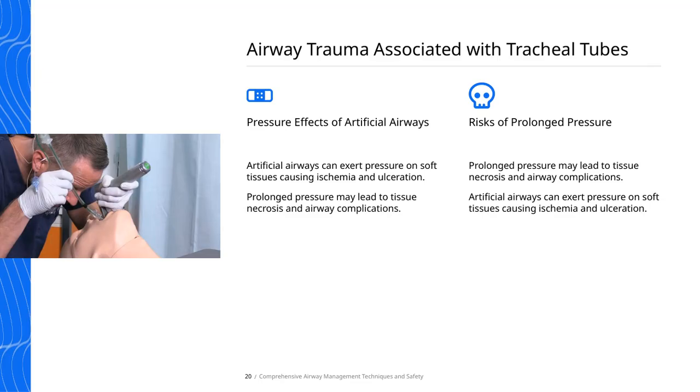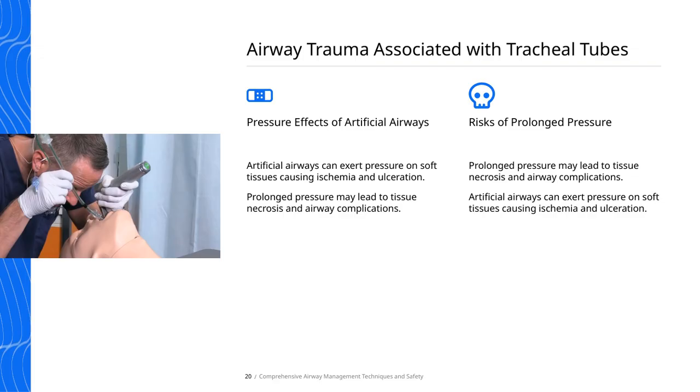Let's take a closer look at the risks associated with prolonged pressure from artificial airways. When a tracheal tube or other airway device is in place for an extended period, it can exert continuous pressure on the soft tissues of the airway. This constant pressure can compromise blood flow, leading to tissue ischemia, which is essentially a lack of oxygen to the tissues. Over time, this can cause tissue necrosis, meaning the tissue begins to die, and can result in serious complications like ulceration or airway damage.